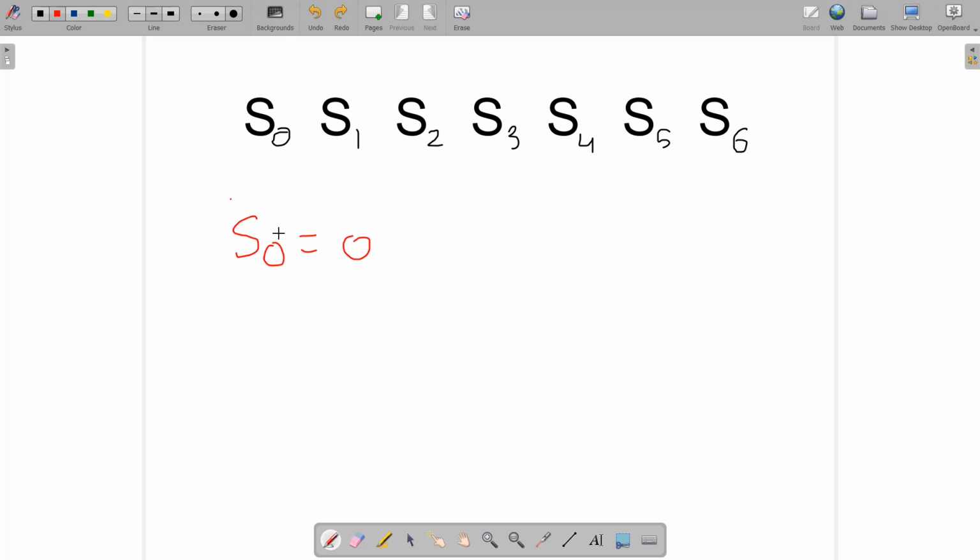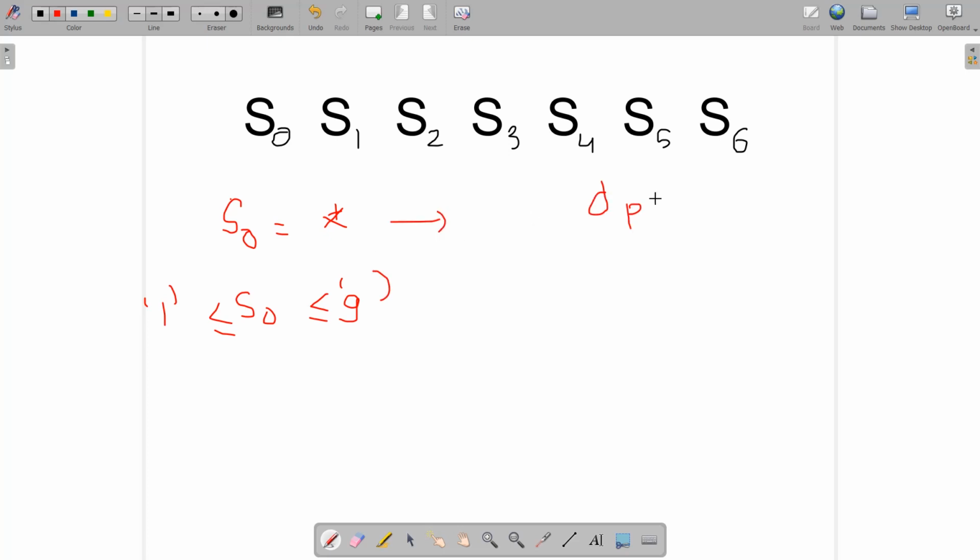Now consider S0 is non-zero. Let's find out the total number of ways of decoding. If S0 is not 0, you need to think about whether S0 is a star, or S0 is greater than or equal to 1 and less than or equal to 9. If S0 is a star, you fill up DP of 1 as 9, because there are 9 ways of decoding, since a star can vary from 1 to 9. If S0 is a digit from 1 to 9, you fill up DP of 1 as 1. There is only one way of decoding. This is for the base value.